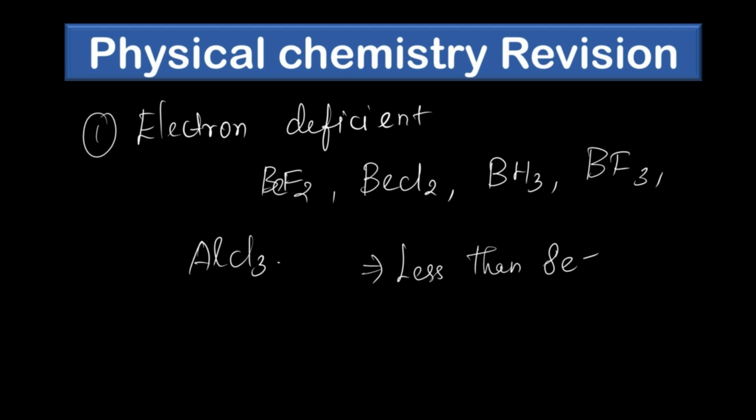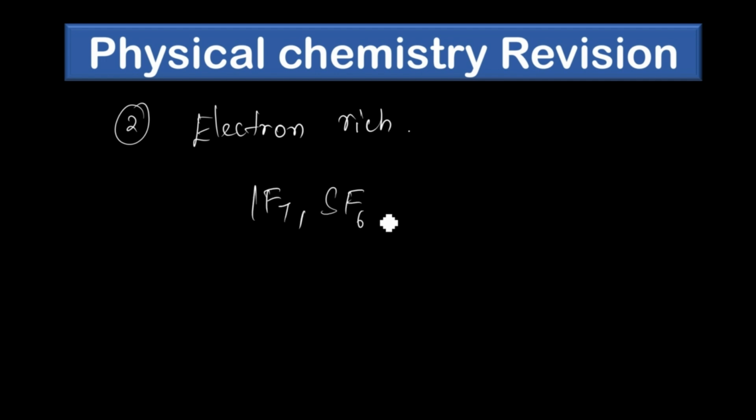That is the first exception. The second exception is electron rich molecules, with more than 8 electrons. Those are like IF7, SF6, PCl5, XeF6. So these are some examples of more than 8 electrons in the outer electron shell.